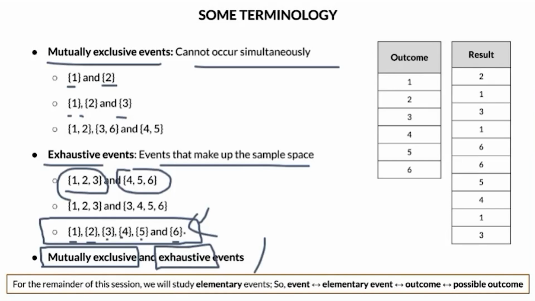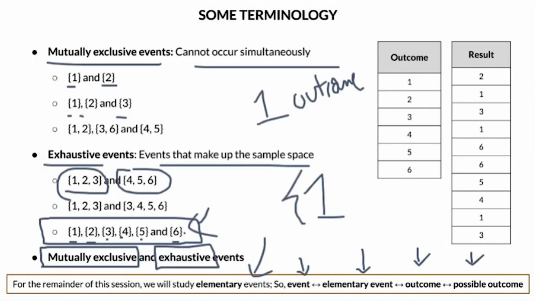In this session, we will focus on elementary events. So there's no need to worry about the terminology difference, whether one might be called an event, elementary event, outcome, possible outcome, right? If I have to summarize this, there's a very easy way. If you see the number 1 just written like this, then we are talking about outcome. If you see the number 1 written inside curly brackets, then we are talking about event. It's a very, very small distinction.